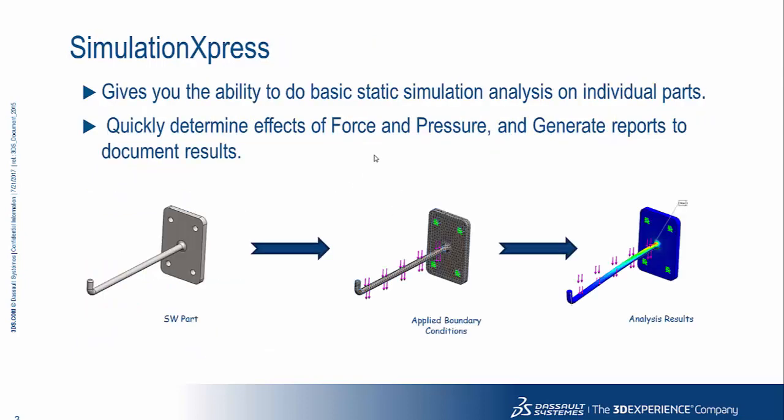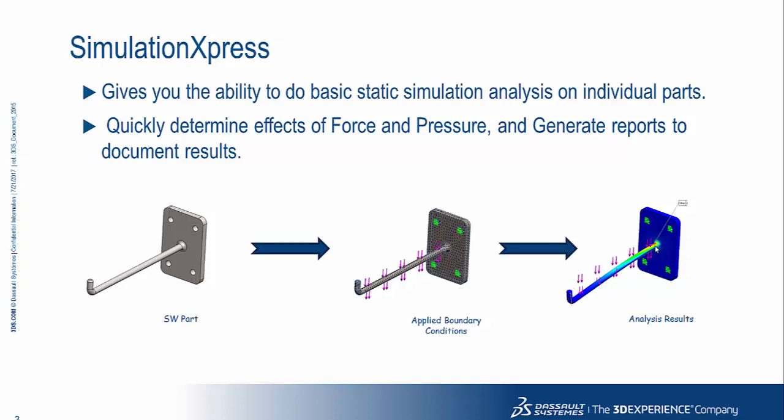In Simulation Xpress we can do basic static simulation analysis. We can apply some force or pressure on the part and generate reports. Here we have a part created in SolidWorks. What if I want to test whether it is failing at a certain load or not? For that I will apply some boundary conditions. You can see I have applied a force and I have restrained here, assuming there are some bolts going inside. Then I analyze and I create this result.